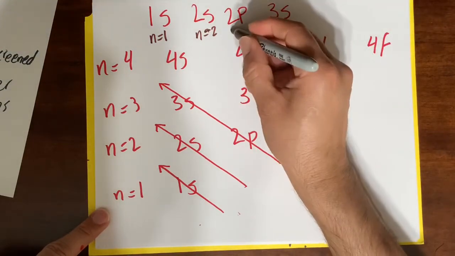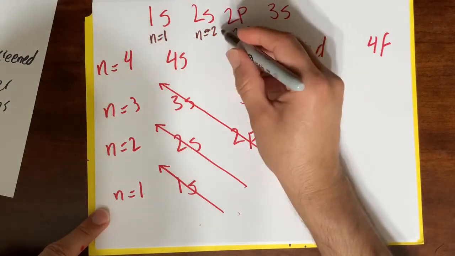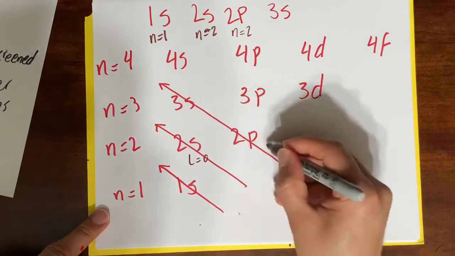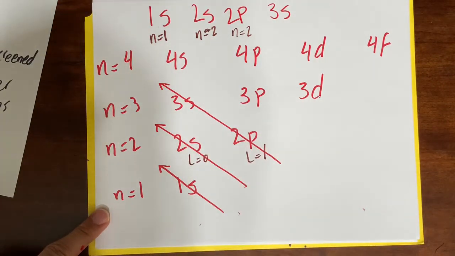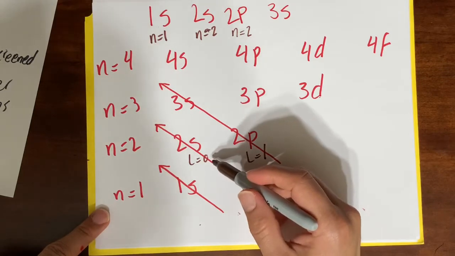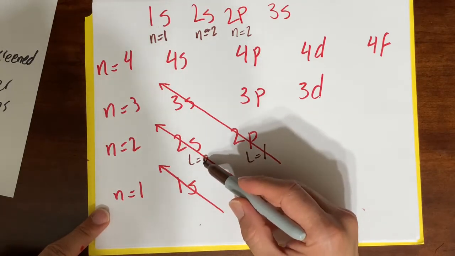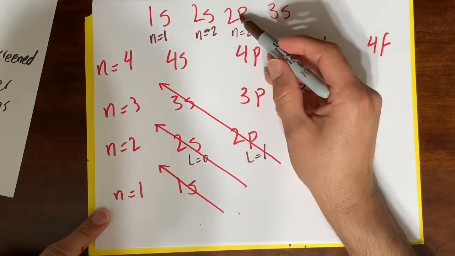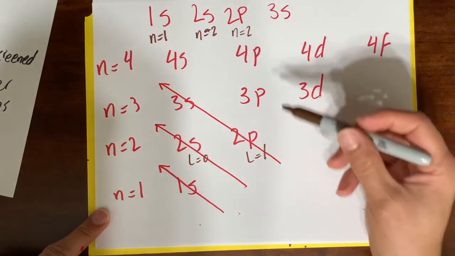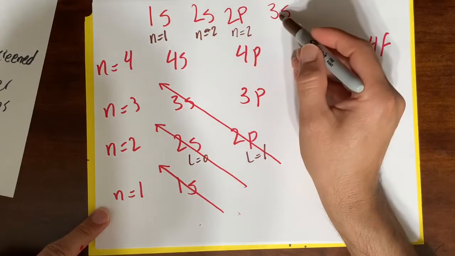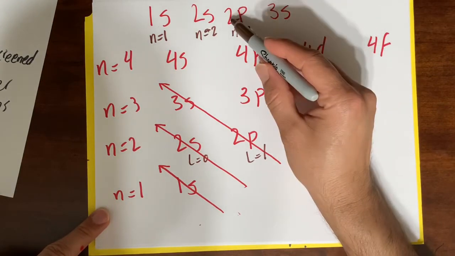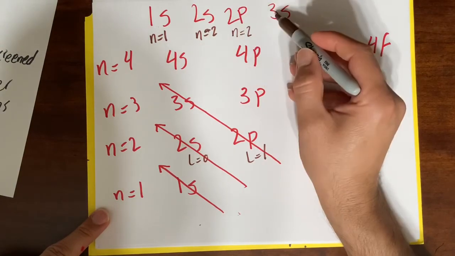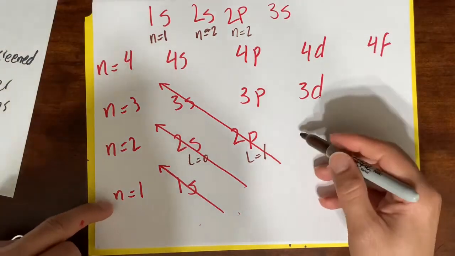Now, we have these two orbitals that belong to the same n. This one L equals 0, that one L equals 1. You will write the one that has lower L. So you go with S because L equals 0, and then P, L equals 1. Then I will write the 3s because it has n equal 3, higher than 2. So it will come after the 2p orbital.